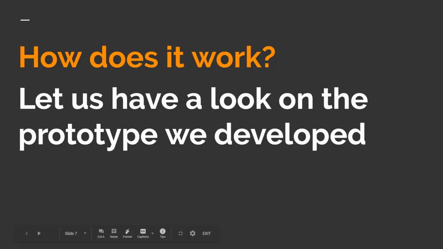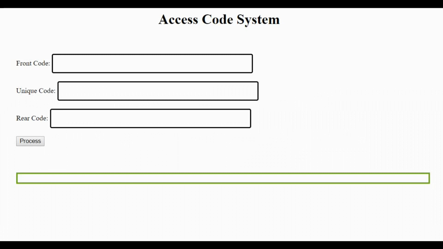Now how does the access code system work? Let us have a look at the prototype we have developed so we get better insight into how the access code system works. This is the prototype for the access code system. Let's enter the front code as 12, the unique code as 1234 and the rear code as 14. Now let's process the part.